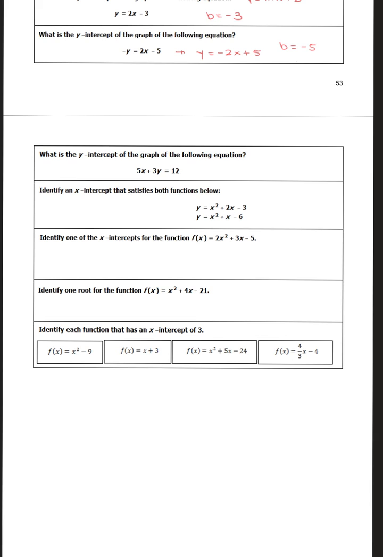All right, so now it's time to test your understanding of x-intercepts, y-intercepts, and dealing with the different vocabulary of root, solution, zeros, and x-intercept in the next 4 examples.